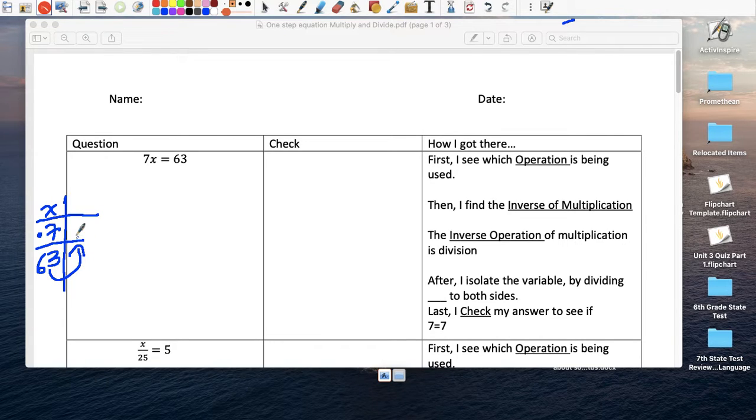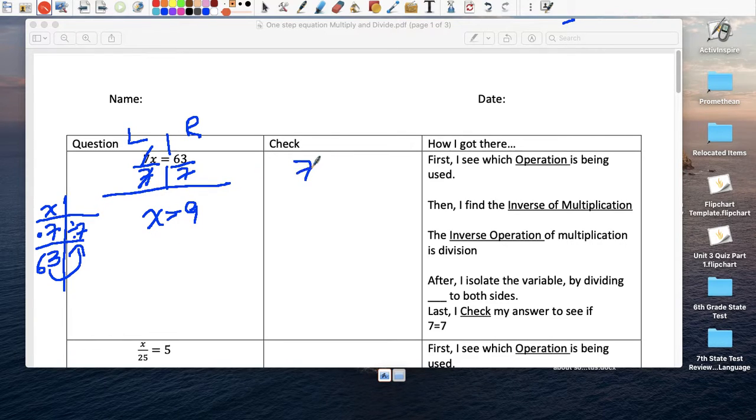So the inverse operation, I'm going to divide by 7 on both sides. So I'll make up my wall here. This is my left side, this is my right side. So I'm going to divide this by 7 and divide this by 7. 7 divided by 7 is 1. 1 times x is x. 63 divided by 7 is 9.